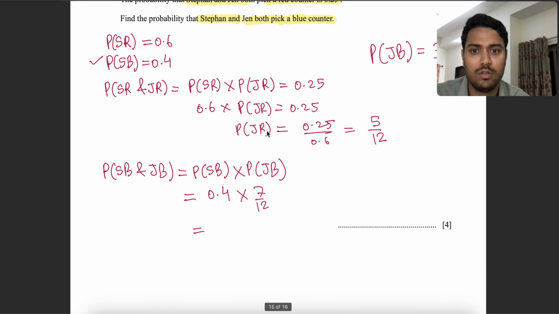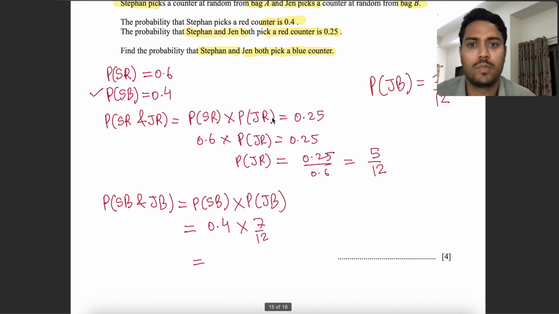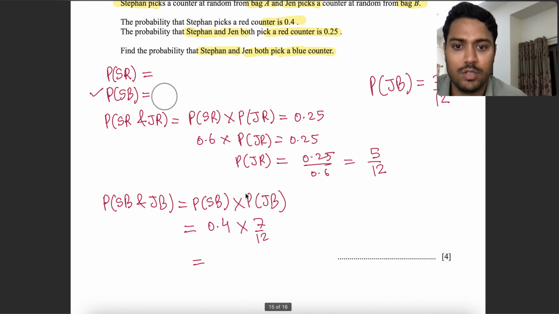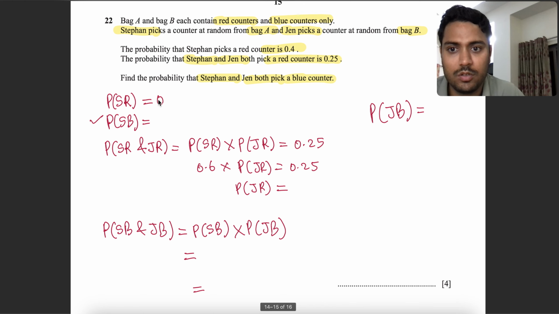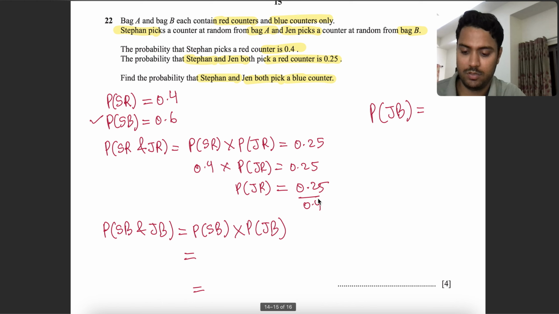Jen blue. This is Jen red. Stephen red was 0.6. This should be 0.4. Okay, I think we switched the values here. Stephen red is 0.4 and blue is 0.6. So let me erase this. So red is 0.4, blue is 0.6. So here red is 0.4. So 0.25 divided by 0.4, answer is 0.625.